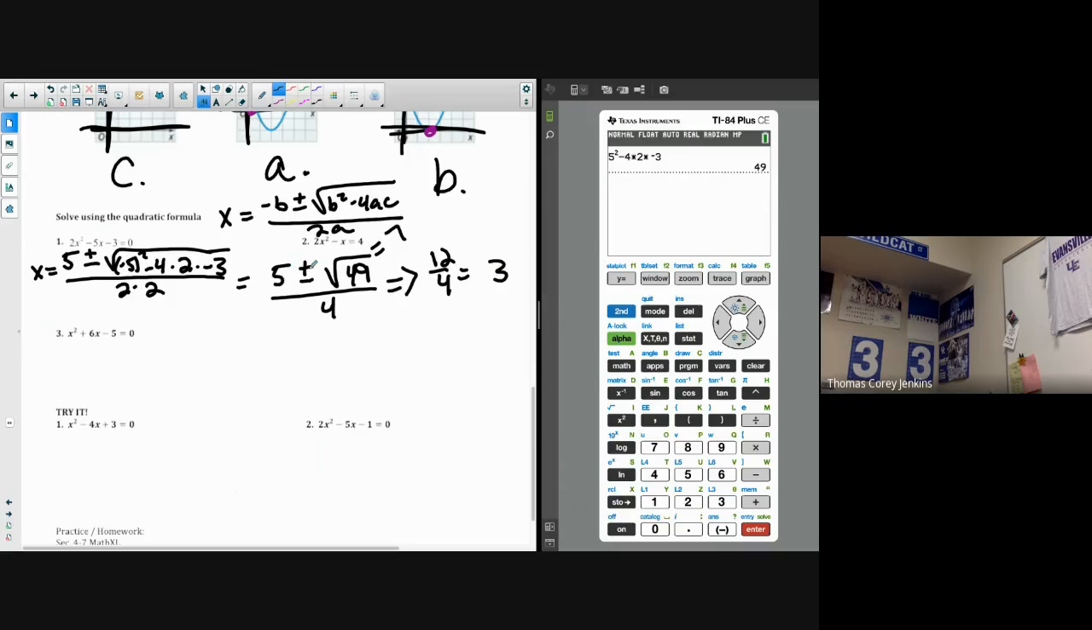And then 5 minus 7 is -2. That'd be -1/2. All right, so those are two solutions right there. So we could say x equals -1/2, comma 3. I think that's how Math XL likes you to enter those in.